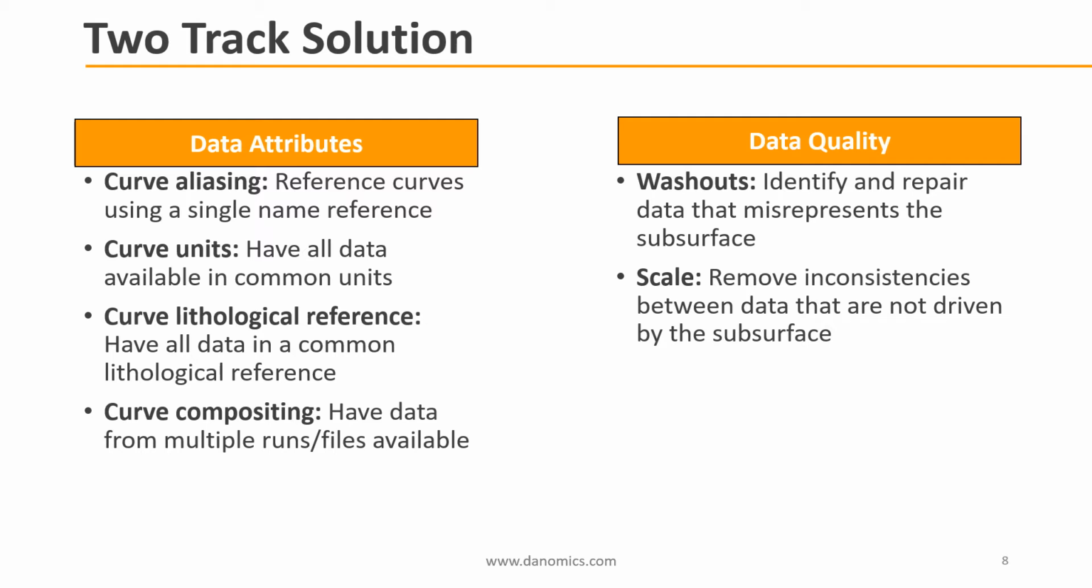To address this, we propose a two-track solution. The first track is dealing with the data attributes, and the second track is dealing with the data quality. So when it comes to dealing with data attributes, this addresses those structural problems that are present in well logs. So we are going to look at curve aliasing, so we can reference everything back to a single name reference. We're going to look at curve units and how we can address those. Then we'll address lithological reference problems to get everything into a common lithological reference frame there. And then finally, we'll look at compositing data together from multiple logging runs.